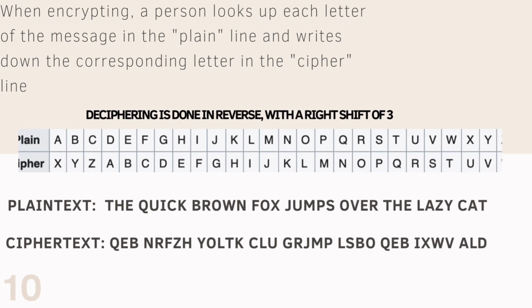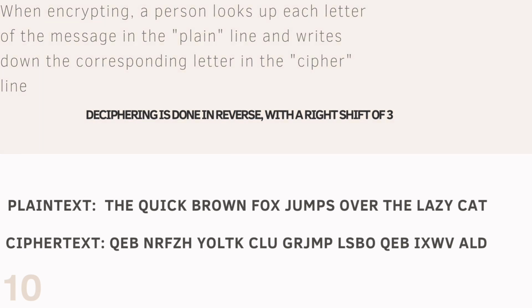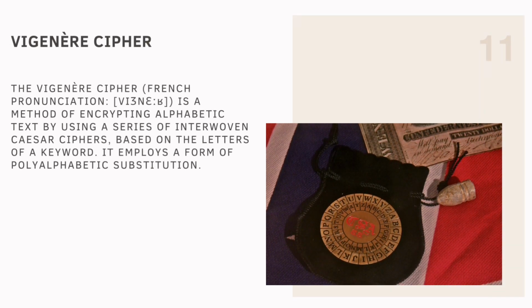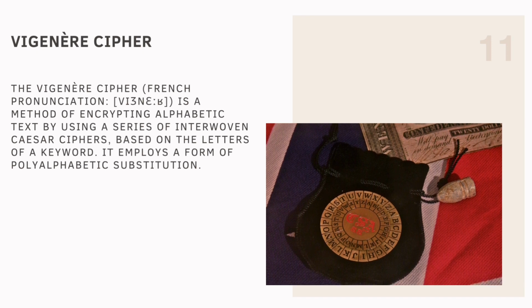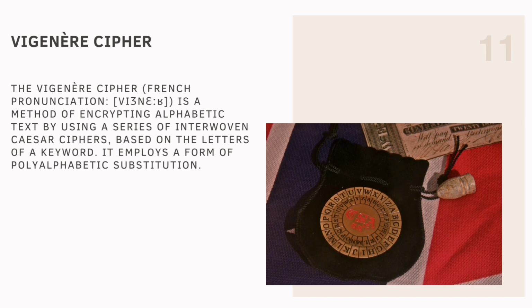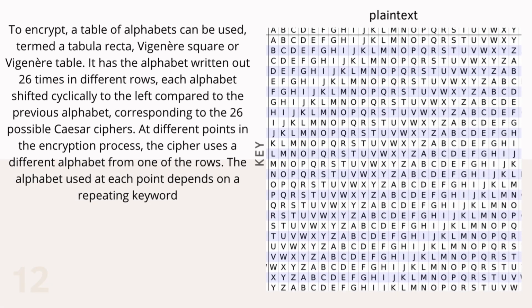Ciphertext: look. Vigenere cipher. The Vigenere cipher is a method of encrypting alphabetic text by using a series of interwoven Caesar ciphers based on the letters of a keyword. It is a form of polyalphabetic substitution. To encrypt, a table of alphabets can be used, termed a tabula recta, Vigenere square or Vigenere table. It has the alphabet written out 26 times in different rows, each alphabet shifted cyclically to the left compared to the previous alphabet, corresponding to the 26 possible Caesar ciphers.